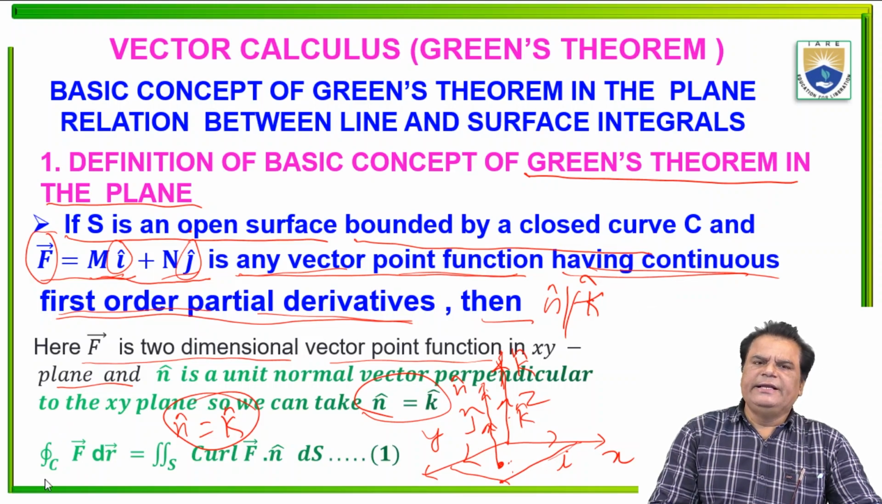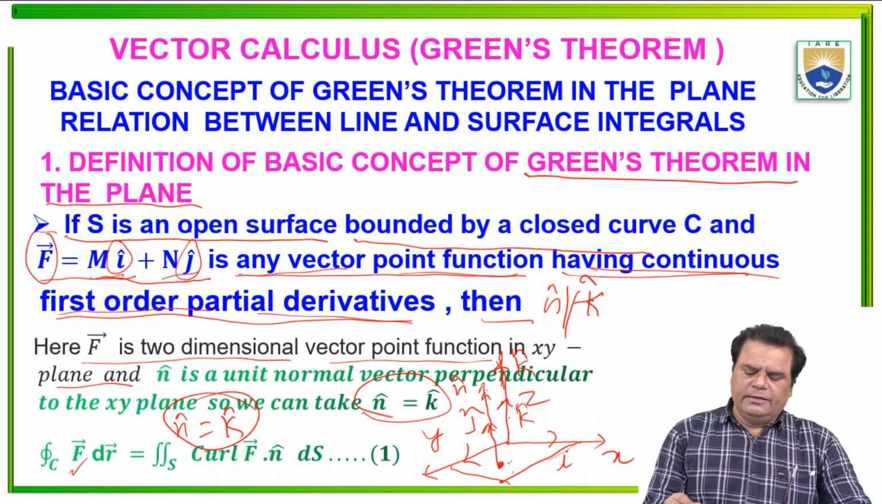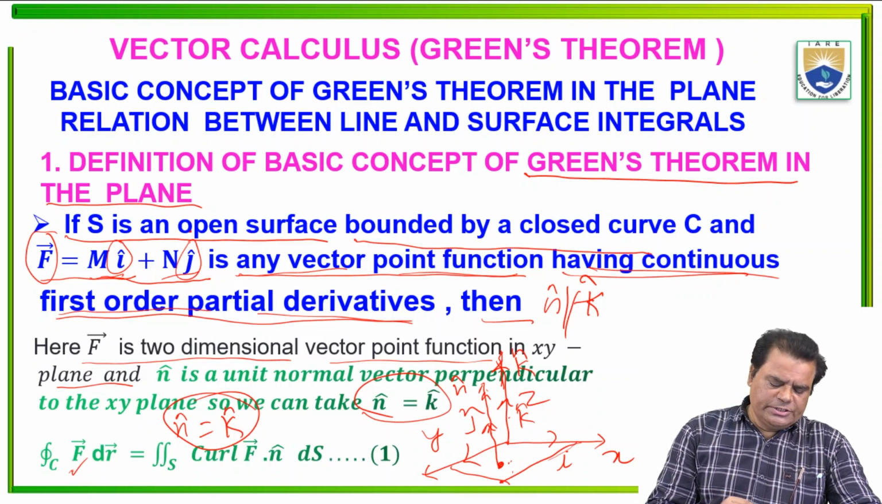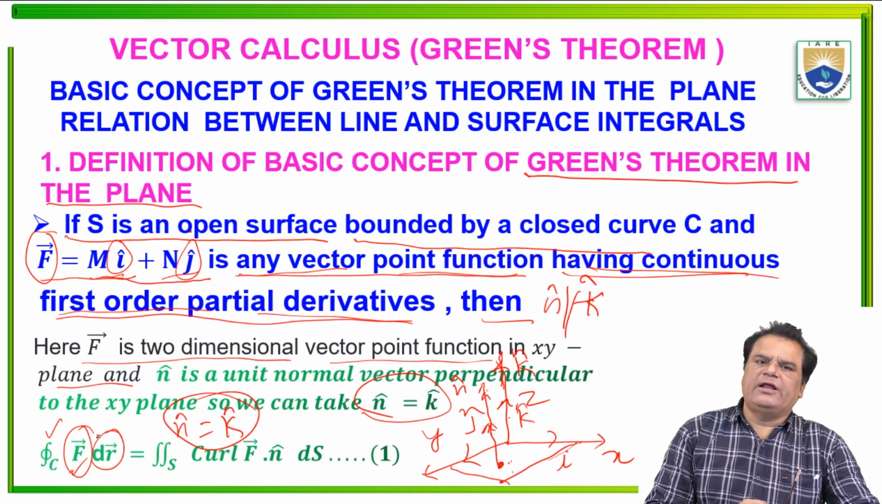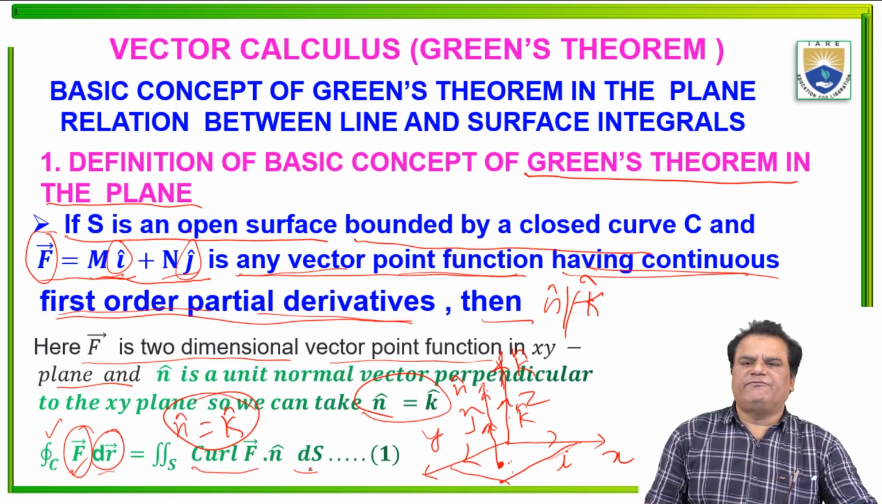Now here, this is a line integral, a single integral under curve C, any closed curve. If we integrate along any curve, that is known as a line integral. This is the integral under curve C of F dot dr, where F is the two-dimensional vector point function and dr is the differential of the position vector at any point P. This equals the double integration under the surface of curl F dot n dS. This is the formula for Green theorem.